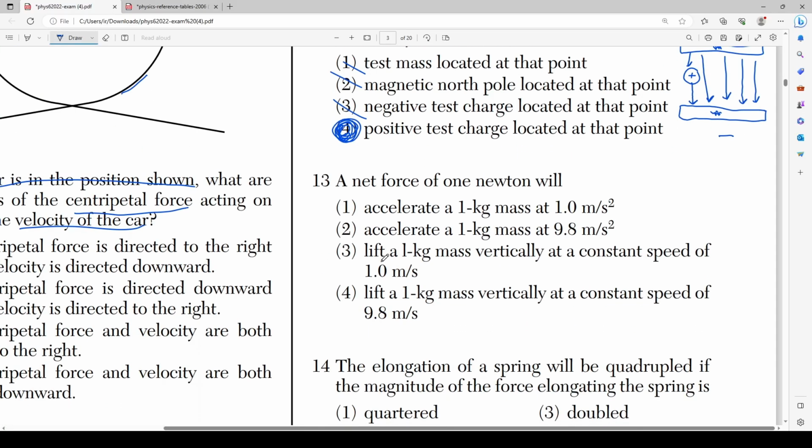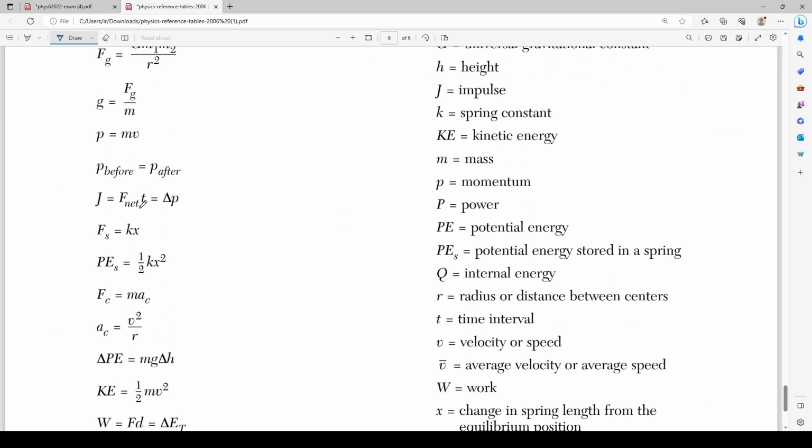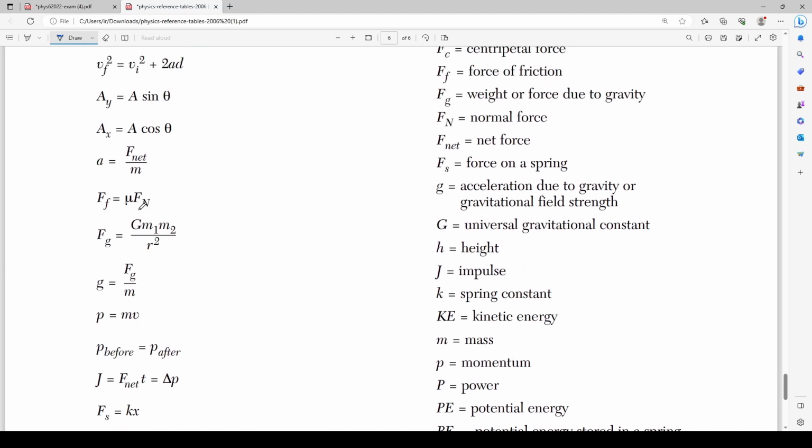Number 13 says a net force of 1 Newton will do what? Well, if you don't know what net force is, and even if you do, I advise you to do this either way. I'm going to go into my reference table and see wherever I see net force, or F net. It tells us that right here. I see F net in this formula.